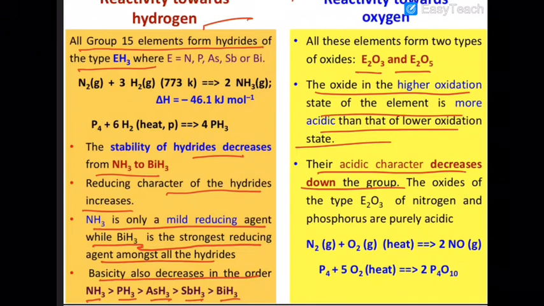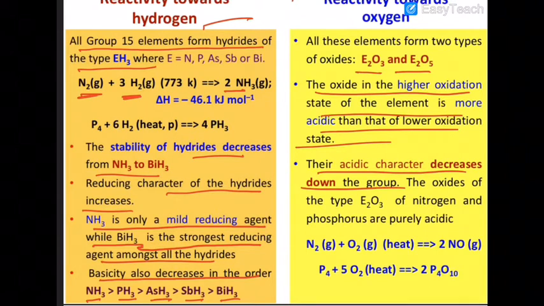I am repeating once more. They all form hydrides, and when you heat the elements with hydrogen, the corresponding hydrides are obtained. Nitrogen will give you ammonia, phosphorus will give you phosphine, arsenic will give you arsine, antimony will give you stibine, and bismuth will give you bismuthine. So all these names must be known to you.